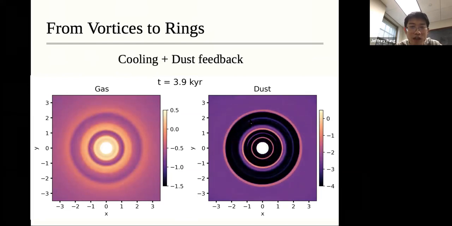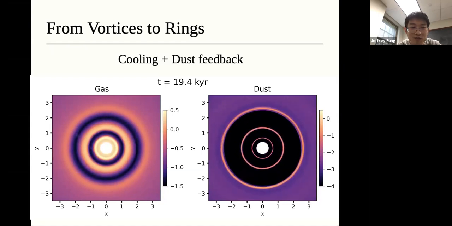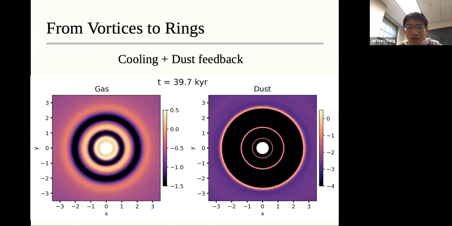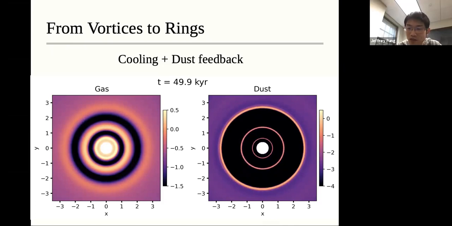And then if you have cooling plus dust feedback, the picture becomes a lot more boring. You just have rings. It's a bunch of rings, and they are just there. If you're interested in the speed of the code, this all runs on a single GPU. 50,000 orbits took about 1 day.